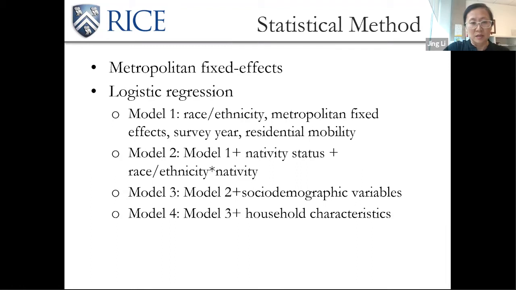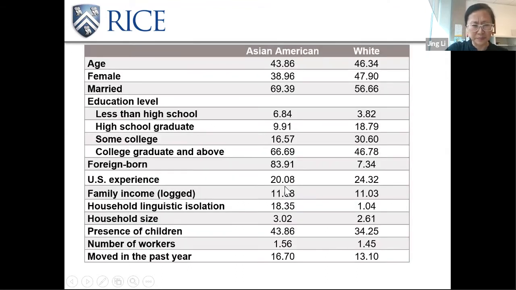In the baseline model, we have the race ethnicity and the metropolitan fixed effects, survey years, and the residential mobility. That is our baseline model. In the second model, we included a nativity status and interaction between race, ethnicity, and nativity. In the third model, we added sociodemographic variables. And in the last model, we also added household characteristics.